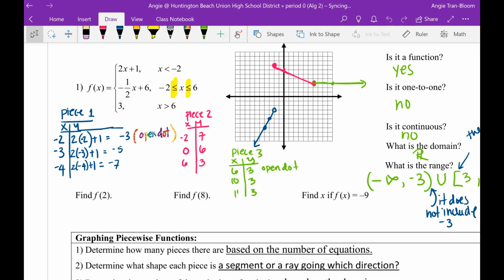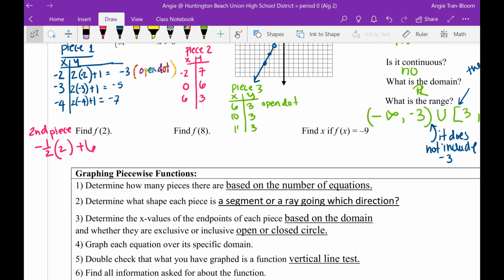So pick the second piece because remember, you have to find where 2 is for x and then pick that piece. So we're going to find f of 2 by picking the second piece. I'm going to write second piece in it. Every piece is going to allow a different x value. So we're going to plug in negative 1/2 times 2 plus 6. Okay? So negative half times 2 is what? Negative 1. Negative 1 plus 6 is what? 5. So f of 2 comes out to be what? 5. We're going to box that up.